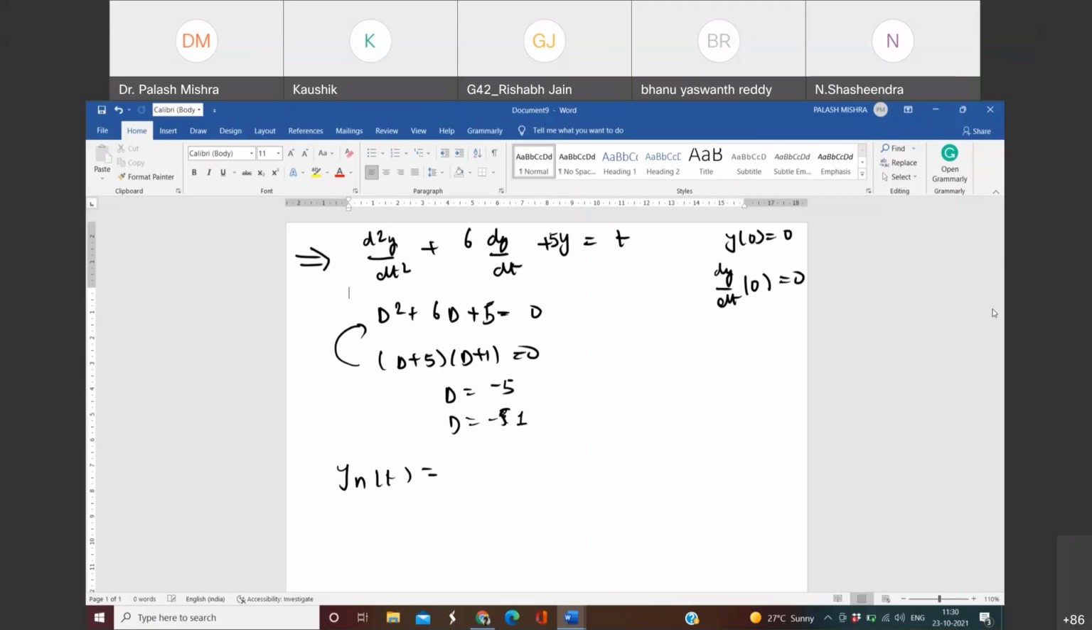Minus 1. What is the natural response of the system? A times e to the power of minus 5t plus b times e to the power of minus t. Right? And what is then the forced response? The forced response is given only in terms of t, so it is k1 times t plus k2 times 0. So it will be only one term.